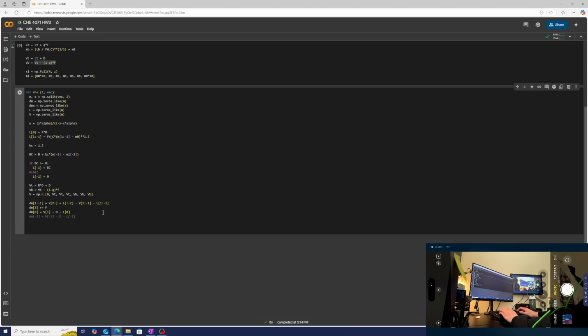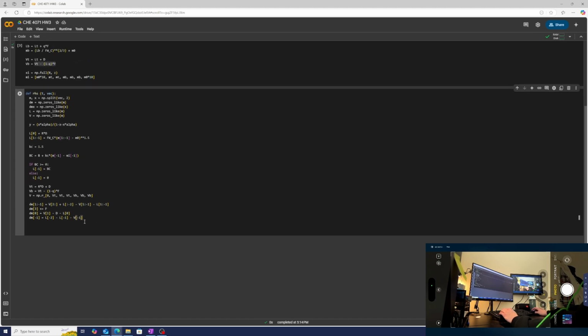And then for our reboiler, our DM -1, this is equal to what's going in and out. What's going in is going to be our liquid from our second to last stage. What's leaving is going to be our liquid from that stage, and then what else is leaving is going to be our vapor from that stage. That should be our equations for our changing molar holdup.